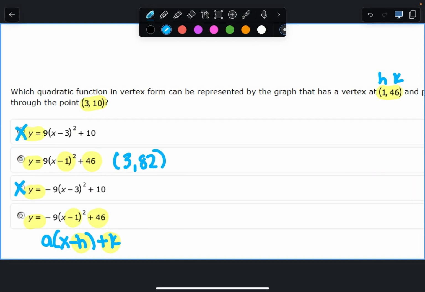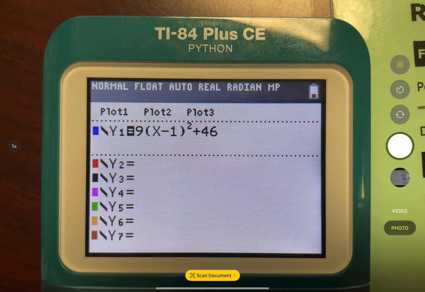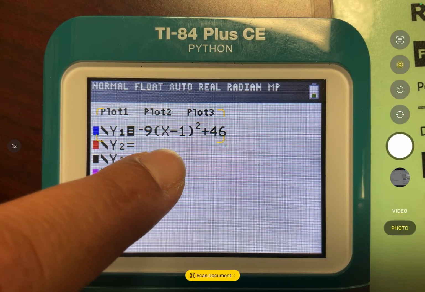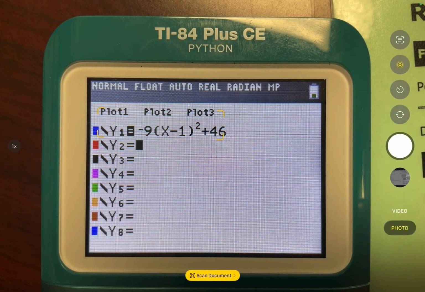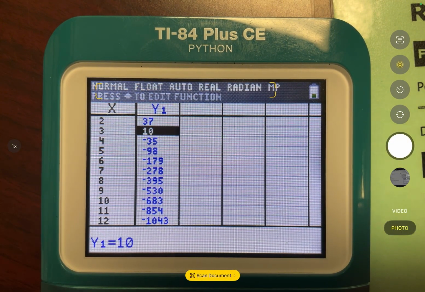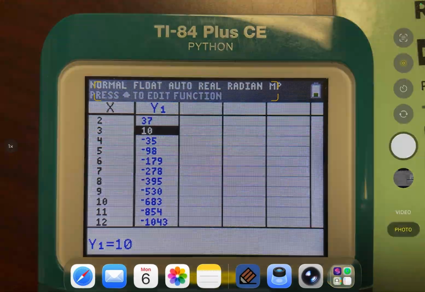So now I'm going to type in answer choice D. Answer choice D is negative 9 x minus 1 squared plus 46. And if I hit second graph, that one gives me 310. So the answer is D.